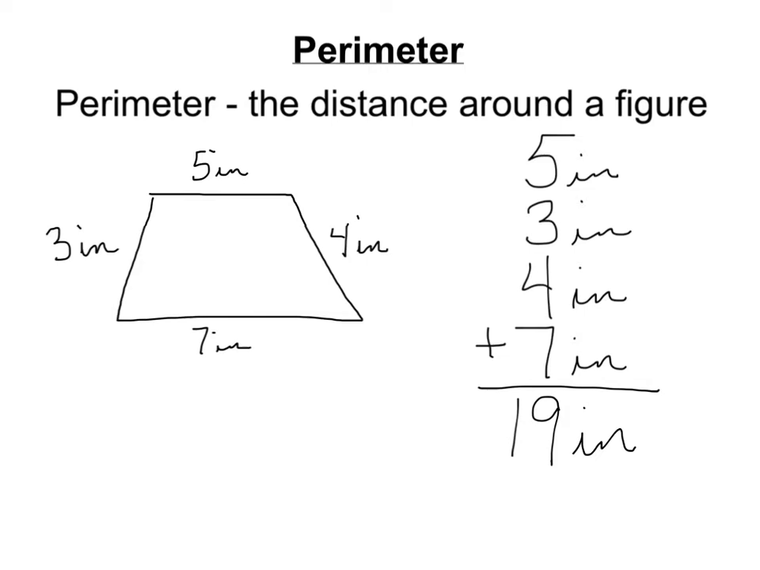On the homework, I'd like you to show that 19 inches is the perimeter by using a capital P and an equals in front of this. We use capital P to symbolize perimeter, and then circle your answer.